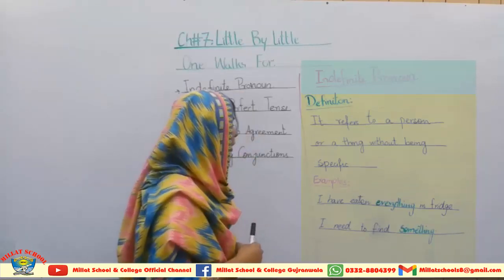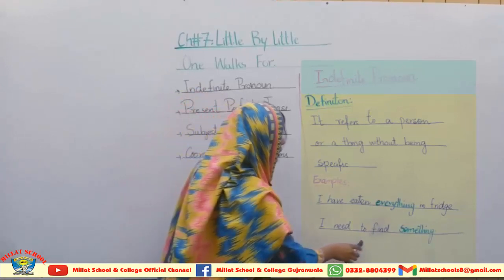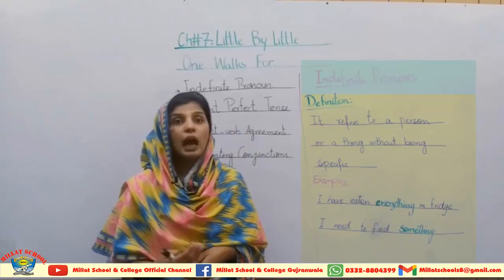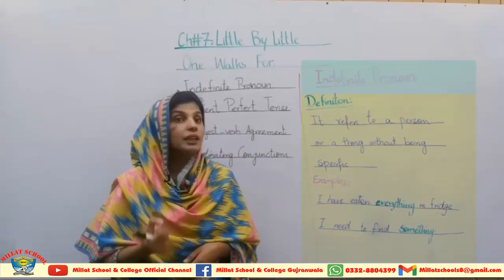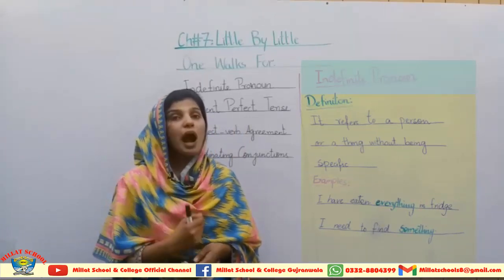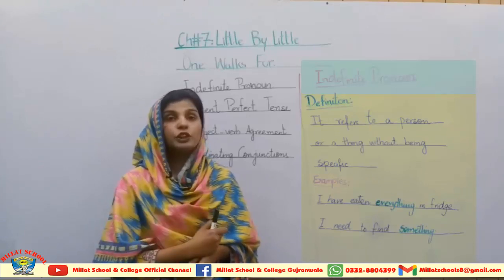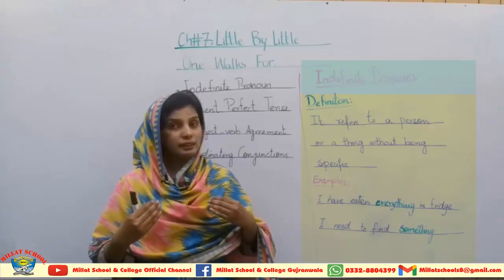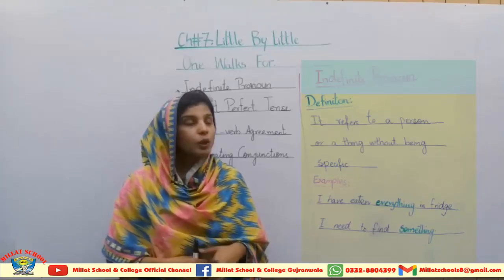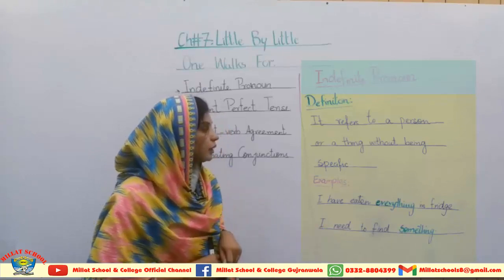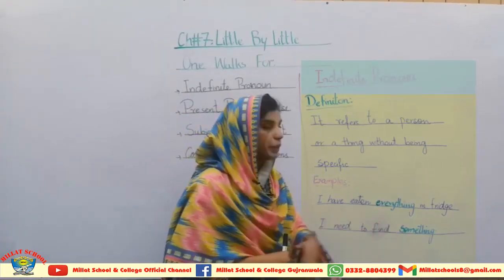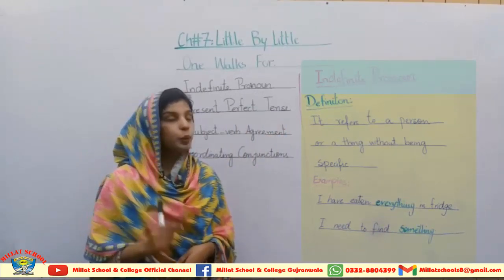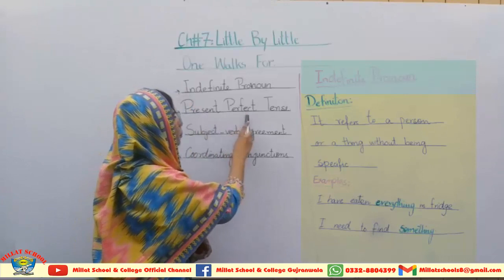So students, now I am coming towards the next example. I need to find something. Here, you are going to find out something. Nothing specific is mentioned over here. So you are using such type of words to explain that the thing is not clear. So these are the indefinite pronouns, like the words everything, something. Now I am coming towards the second grammatical content, which is the use of present perfect tense.